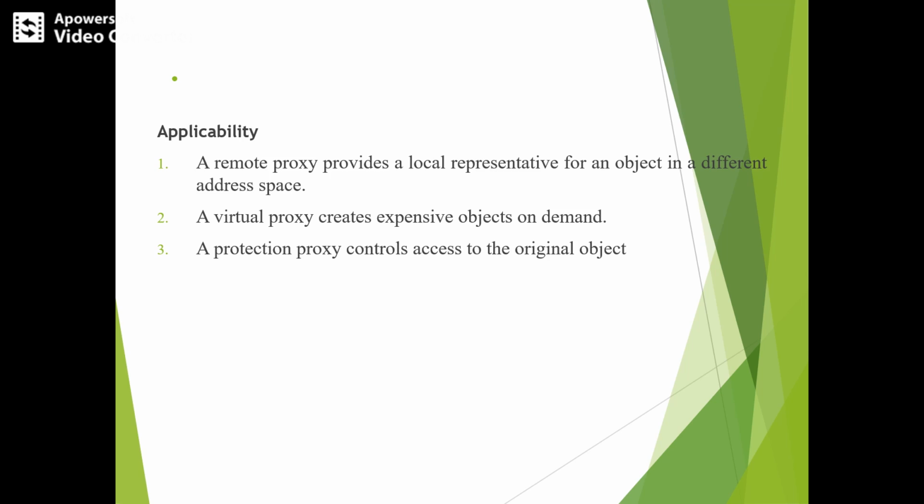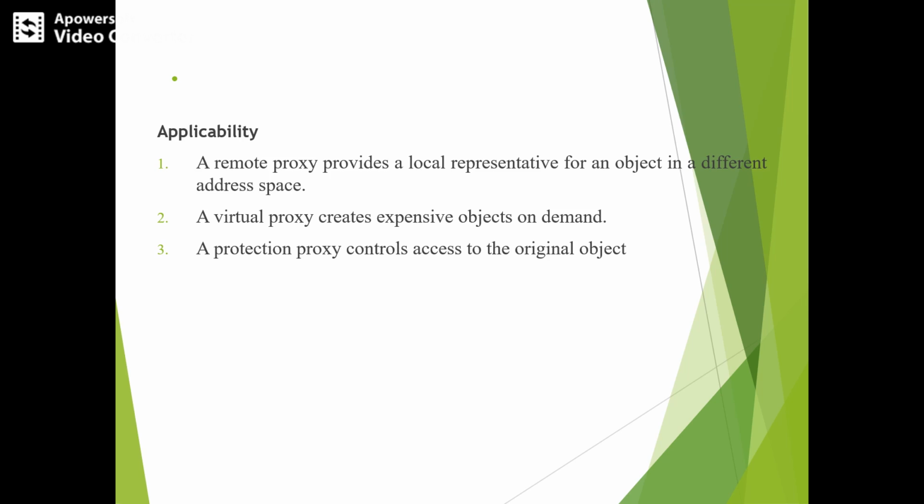objects. And the fourth one is a smart reference. Another common situation is a smart reference, which is a replacement for a bare pointer that performs additional actions when an object is accessed. What are the typical uses? Uses include counting the number of references to the real object so that it can be freed automatically. When there are more references, you can call it a smart pointer.